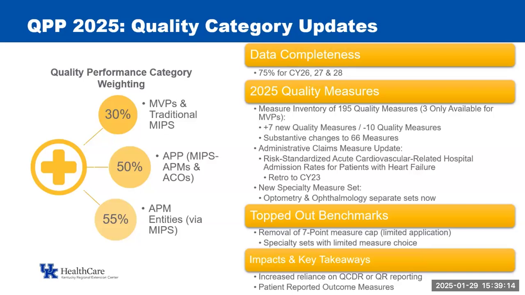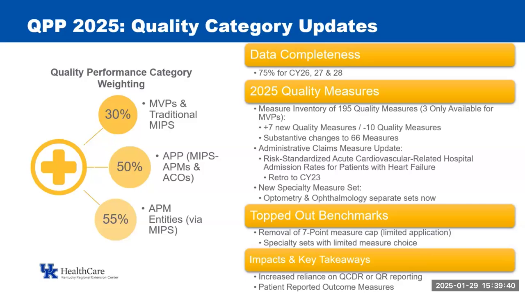So at CMS's discretion, they are going to look at those measures that do have that 7-point cap, and they will make that decision and will publish that through the QPP portal and through the cms.qpp.gov website for any measures that would be allowed to have that full measure scoring all the way up through to 10 points.